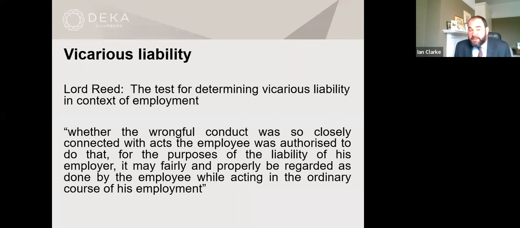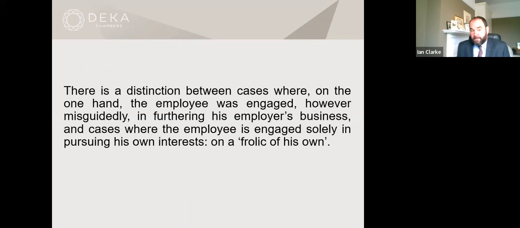And Lord Reed's comment is this: whether the wrongful conduct was so closely connected with acts the employee was authorised to do that, for the purpose of the liability of his employer, it may fairly and properly be regarded as done by the employee while acting in the ordinary course of his employment. There's a distinction between cases where, on the one hand, the employee was engaged, however misguidedly, in furthering his employer's business, and cases where the employee is engaged solely in pursuing his own interests on a frolic of his own. So that's the distinction that you need to consider.